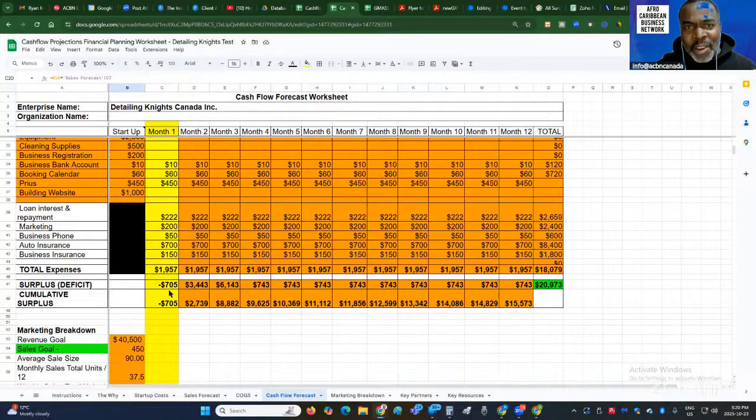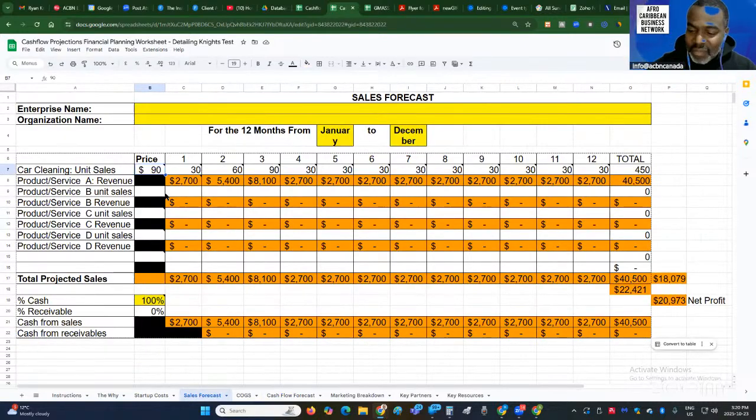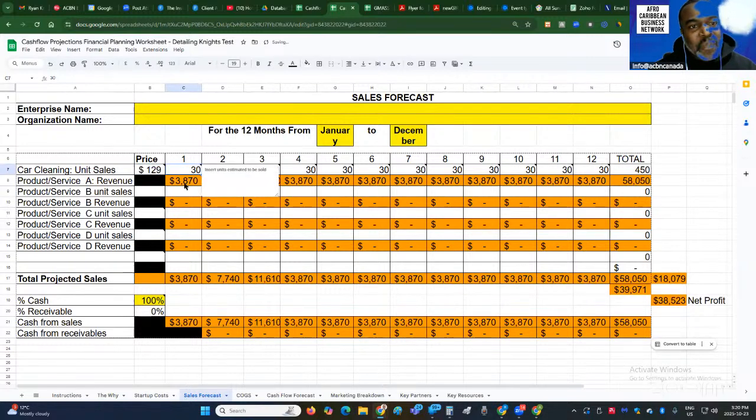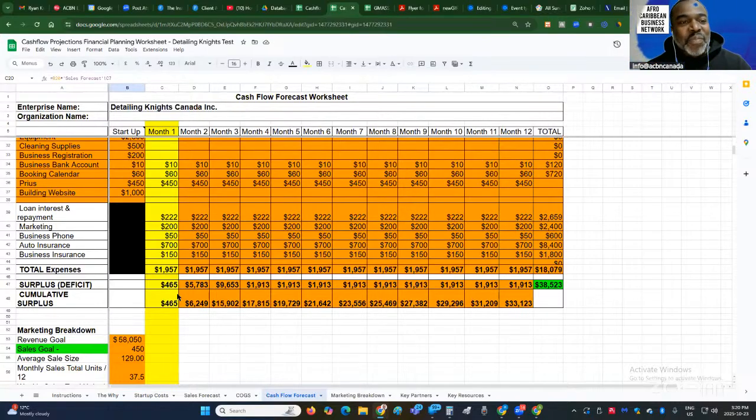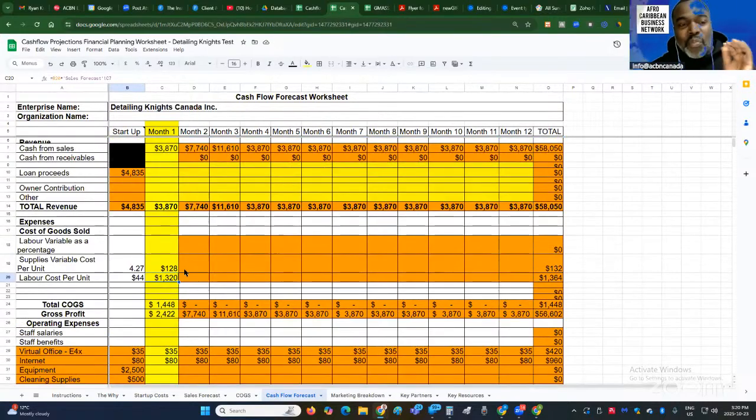So if I didn't want to hire anybody and I was just doing it myself, $90 per car clean could work. But we found our sweet spot was $129. So at $129, the pricing allows us to have room for our cost of goods sold, which is, if we're cleaning 30 cars, $128, and our labor to send somebody to clean the cars is $1,300.